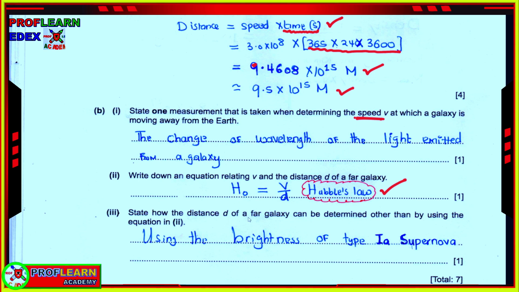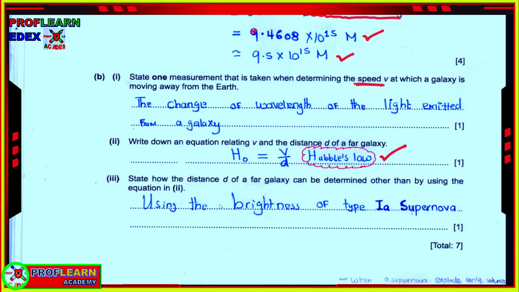State how the distance, D, of a far galaxy can be determined other than using the equation that we have given here. The answer to this, of course, is using brightness of type 1 supernova. Or you can even just write brightness of a supernova.